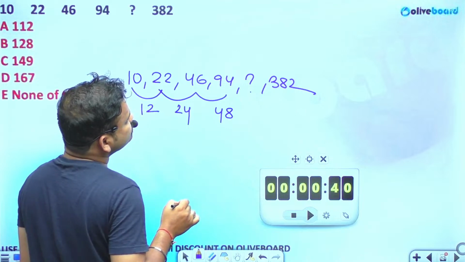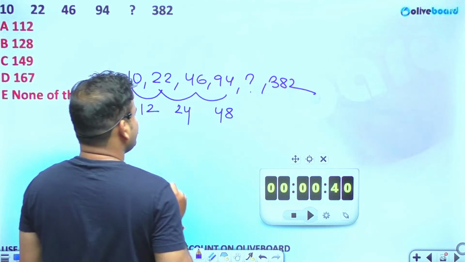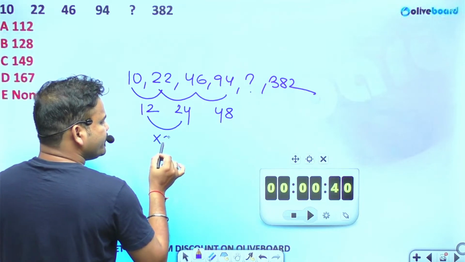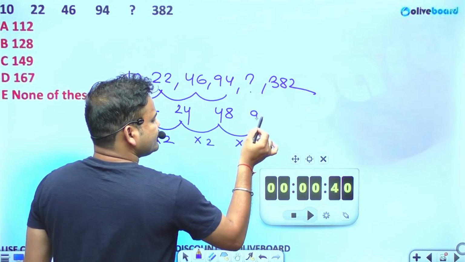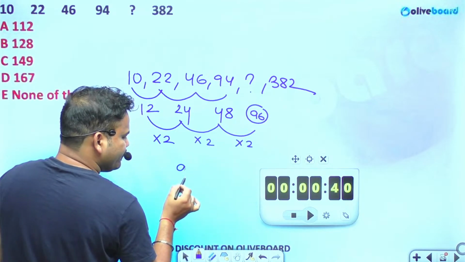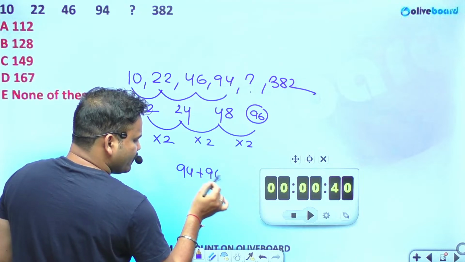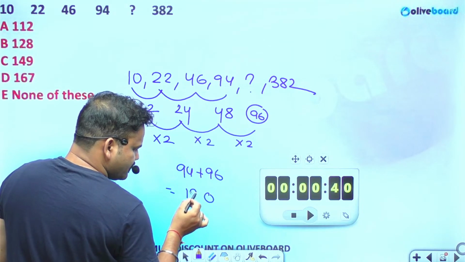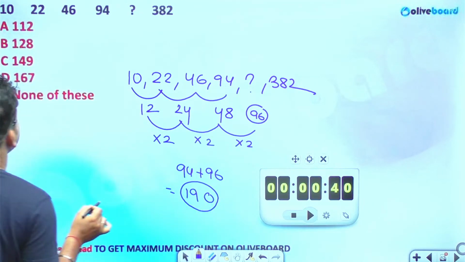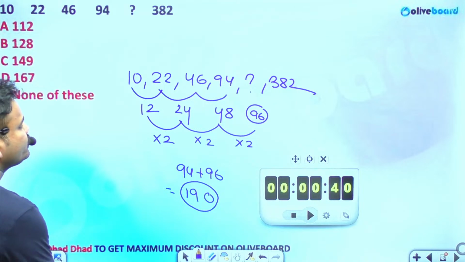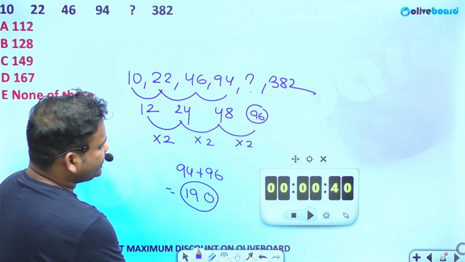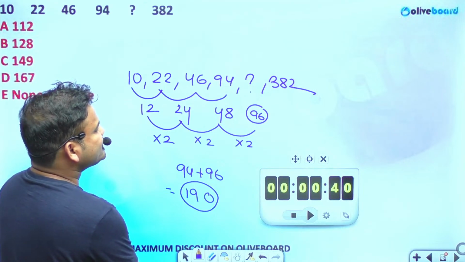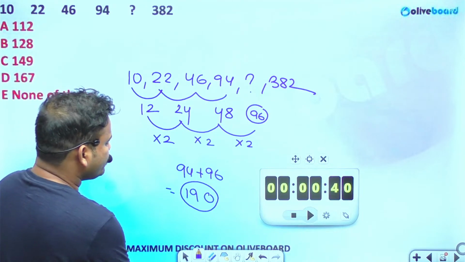48. Fine. So 12 into 2, see 12 into 2 is 24, 24 into 2 is 48, that means definitely it has to be 96. Clear? Add the value, so 94 plus 96 will be what? 190. Do we have 190 in the options? No, it's not there. 12 into 2 is 24, 24 times 2 is 48, 48 times 2 will be 96. So 96 plus 94 is what, not 190.